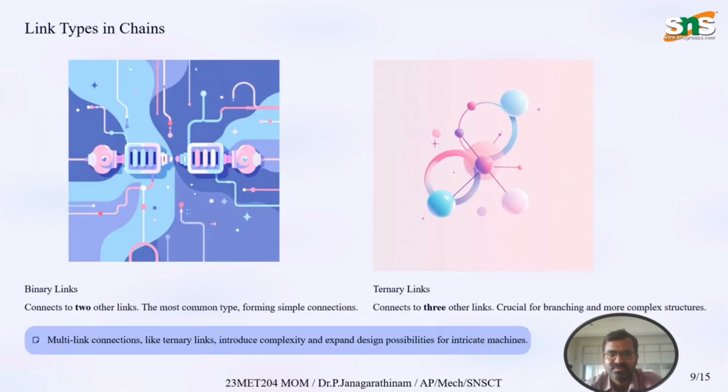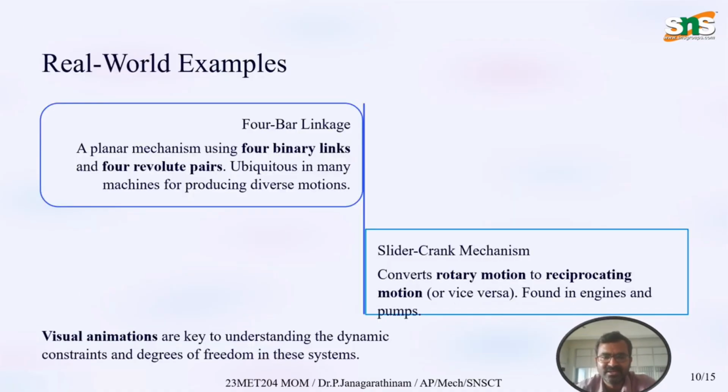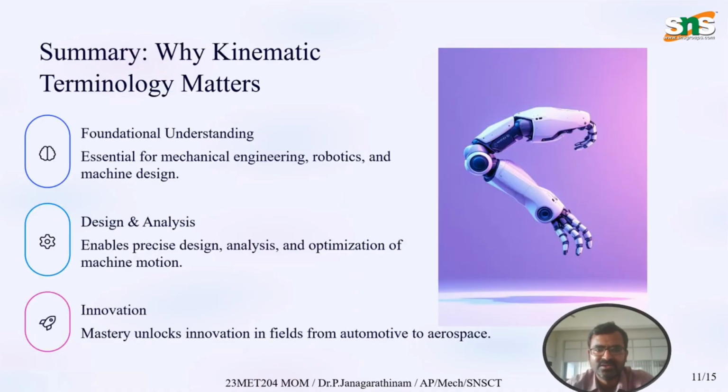These are the types of chains, with binary links and ternary links. Multi-link connections like ternary links introduce complexity; as the complexity increases, we go for these ternary links. Real world examples include revolute pairs, the slider crank mechanism, and the four-bar linkage like locomotive engine wheels. These are some of the real world examples used in kinematic chains, links, and mechanisms.